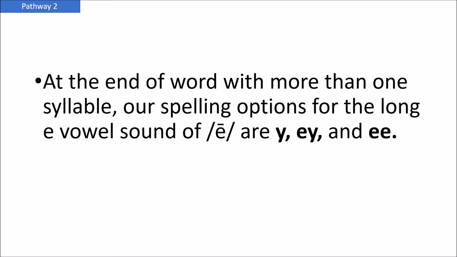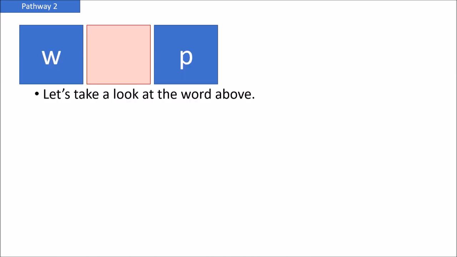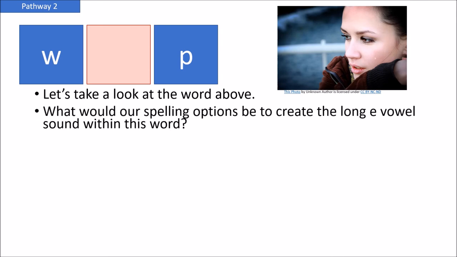At the end of a word with more than one syllable, our spelling options for the long E vowel sound of E are Y, E-Y, and E-E. The E-E is a very uncommon option. Let's take a look at the word above. The word will be weep. W-E-P. Weep means to cry or shed tears. What would our spelling options be to create the long E vowel sound within this word? Think about it.